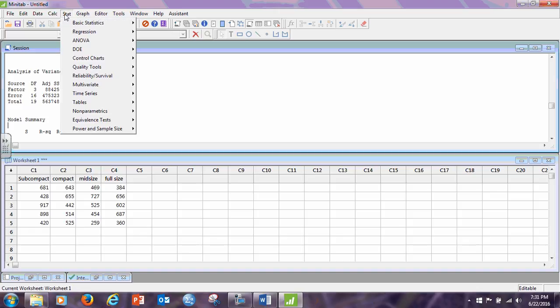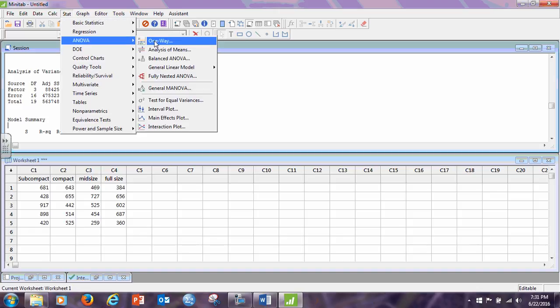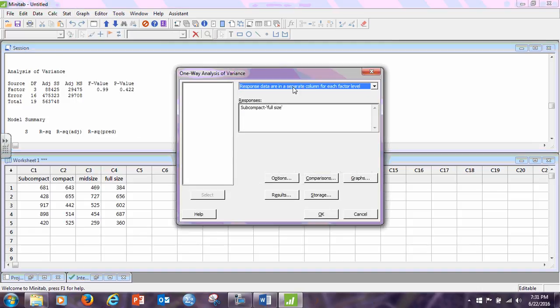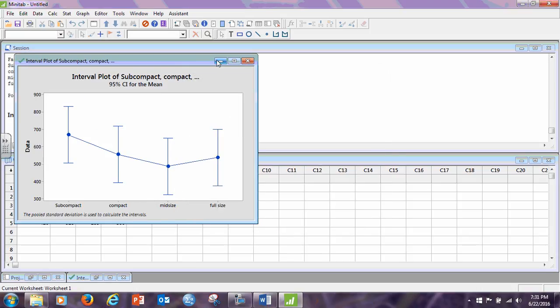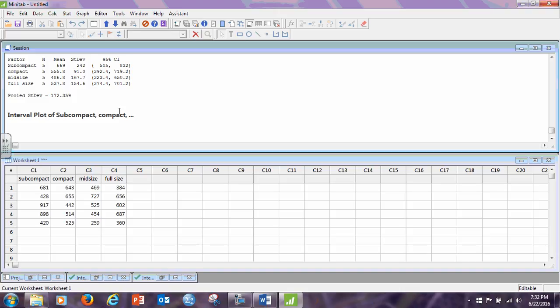Then you go to Stat, ANOVA, one way. You drop this down to response data are in separate columns, which is what I did. Then you click here, and I just click them all in and hit select, and then click OK. I don't need this, so I'm just going to remove that. Now you're going to have to scroll for a while.